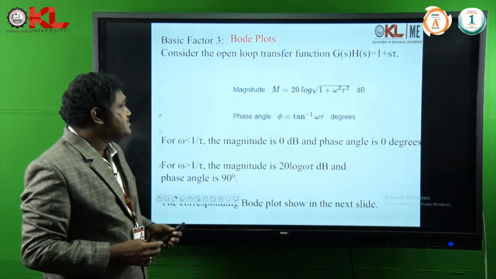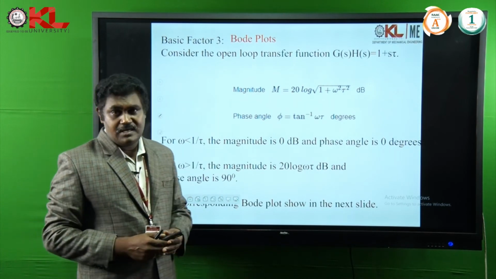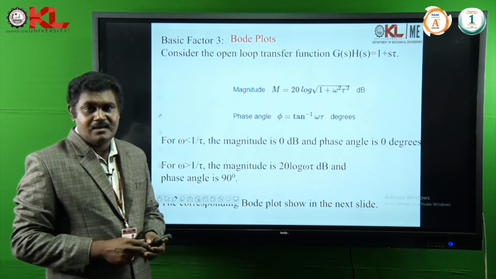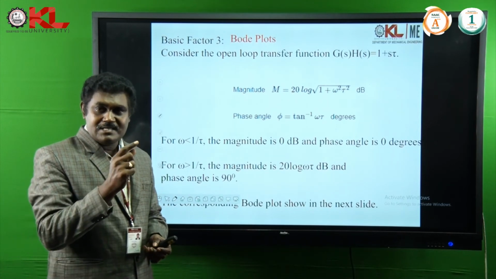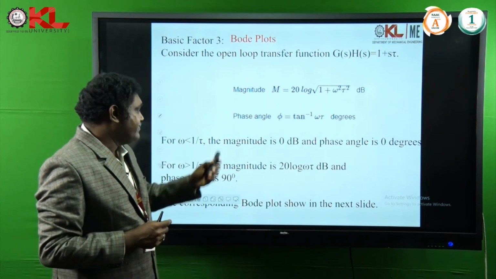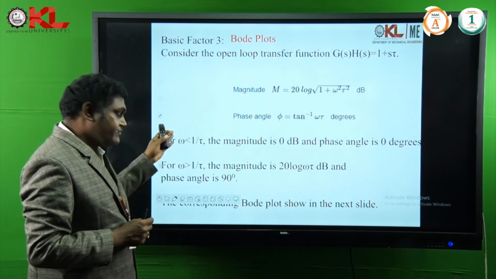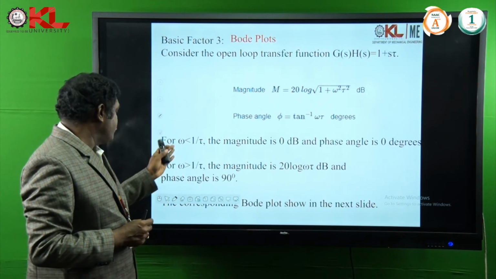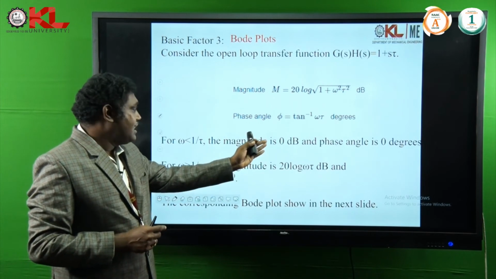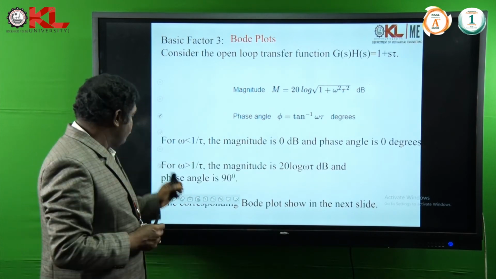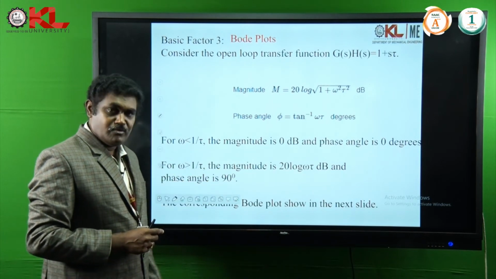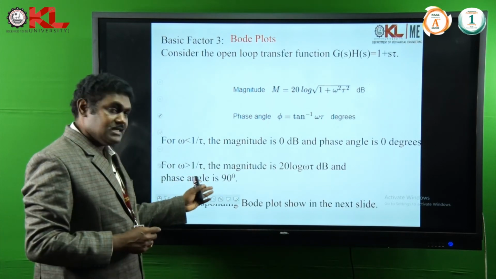So, next we will see the second case. Consider this open loop transfer function, G(s)H(s) equal to 1 plus sT, where T is a constant. So, s is equal to j omega. Now we have to find the magnitude and phase angle, and substitute at different omega values. If omega is less than 1 by T, the magnitude is 0 decibels and the phase angle is 0 degrees. If omega is greater than 1 by T, then the magnitude is 20 log omega T decibels and the phase angle is 90 degrees.